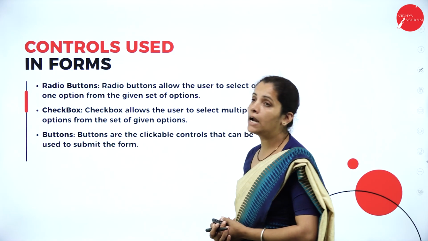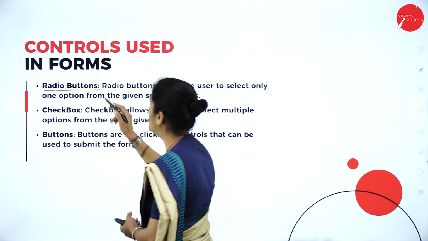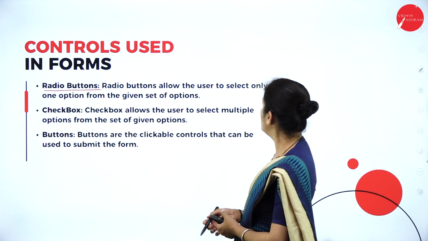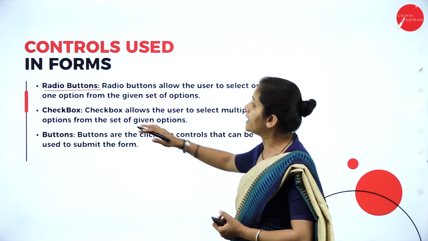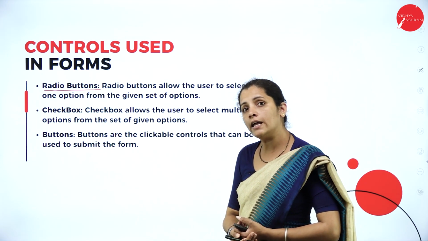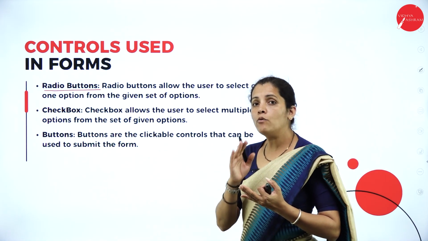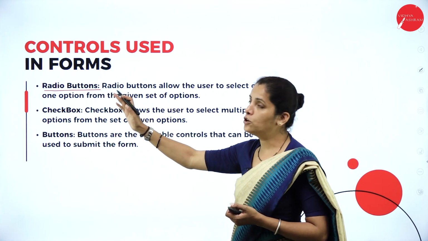Now if I consider another control, that is nothing but the radio buttons. So what is a radio button? A radio button allows the user to select only one option. For example, if I consider gender, either I can have male or I can have female. So I want to select one option at a time, so I'll go with the radio button.